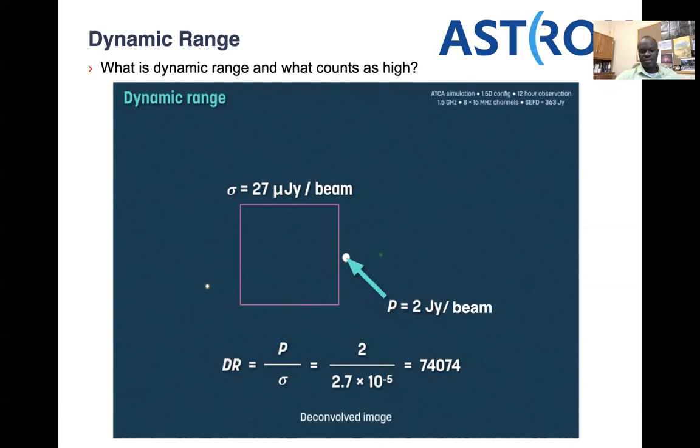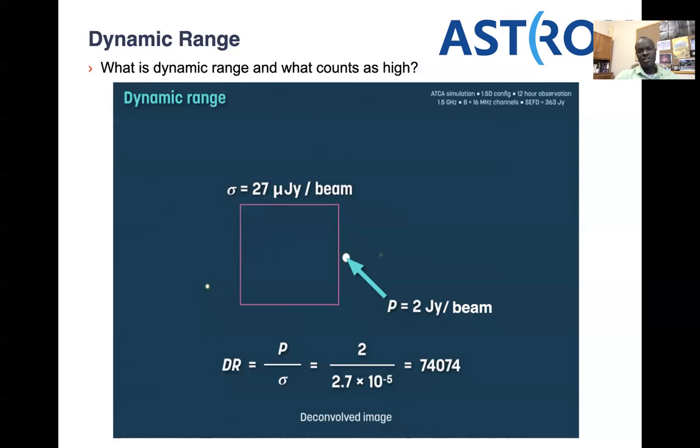Okay, good. So you derive your noise level in this case, which is defined as sigma, and here it is derived to be 27 microjanskys per beam. The next thing you want to determine is the peak flux of the target of interest, be it this one or that one or this weak one. If you find the peak flux of this, for example, is 2 janskys per beam, then you can take the ratio of these two, dividing the 2 janskys per beam peak flux by the RMS. So peak flux over RMS is what gives you the dynamic range. In this case, you can see it's actually 74,074, and that is a very good dynamic range. The higher, the better.